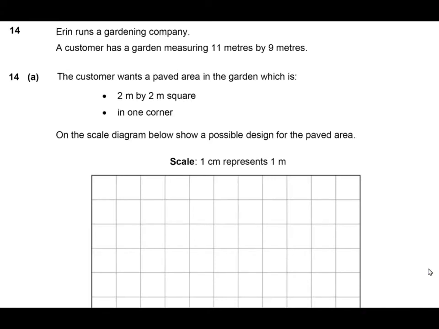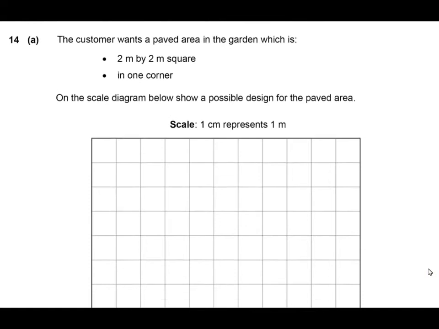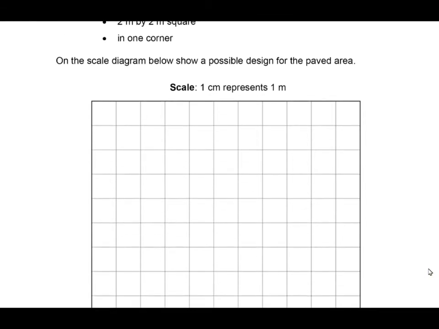Question 14. Erin runs a gardening company and a customer has a garden measuring 11 meters by 9 meters. Question 14a is asking us, the customer wants a paved area in the garden which is 2 meters by 2 meters square, and it needs to be in one of the corners. On the scale diagram below, show a possible design for your paved area.